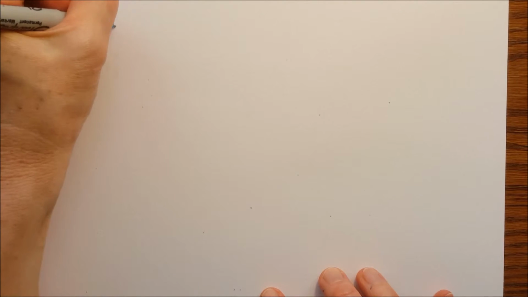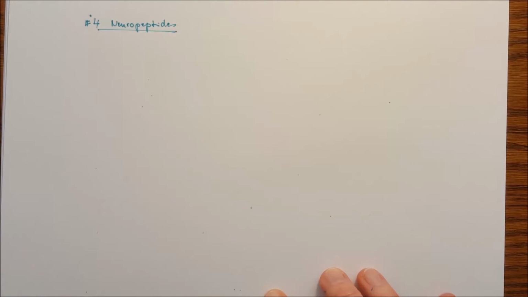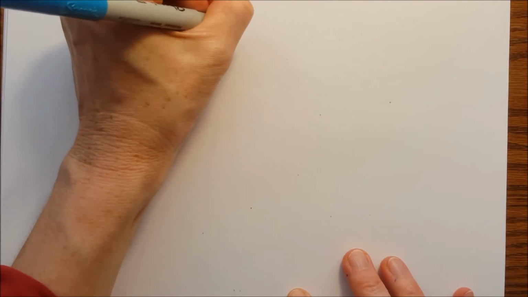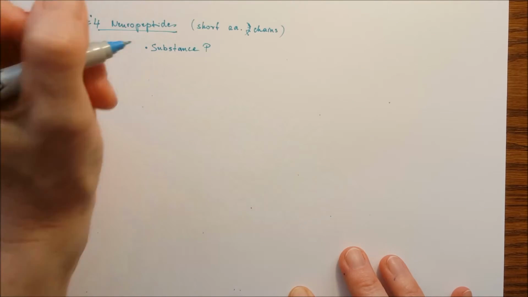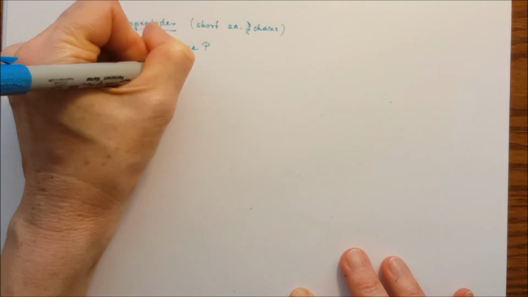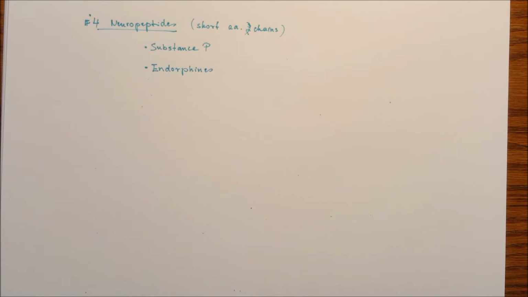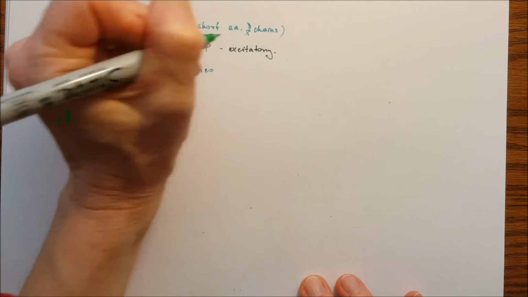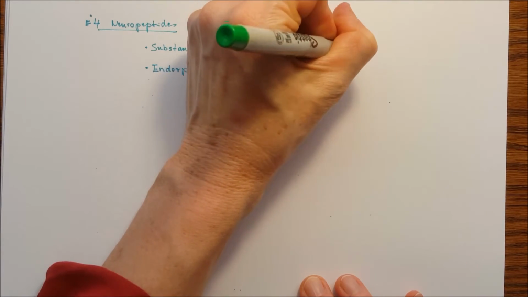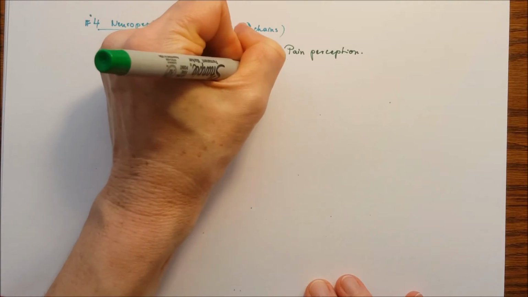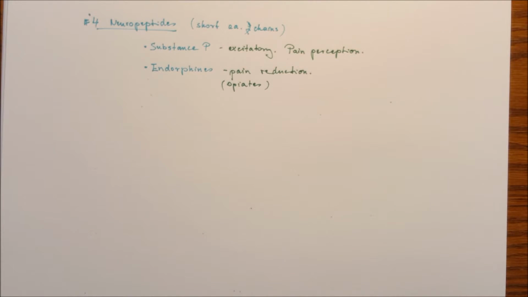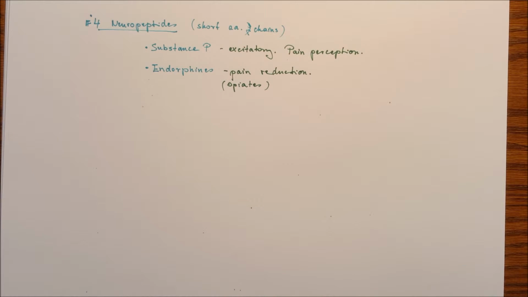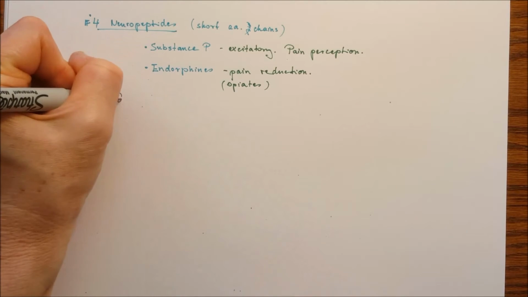The fourth group are the neuropeptides. They are short chains of amino acids. They act through metabotropic receptors, like substance P. It's excitatory and deals with pain perception. And the second one is endorphin that acts like a pain reducer, and the opioids mimic their effects, like morphine.